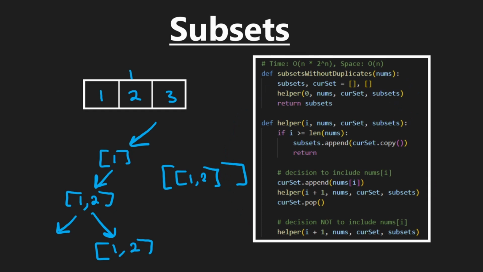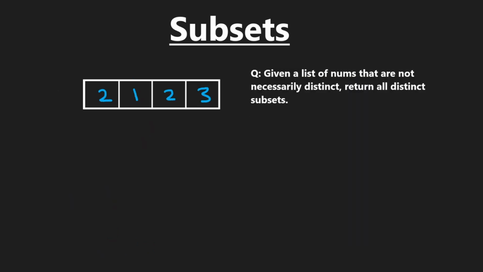But there's a slight variation we can make to this problem. This is subsets without duplicates in the input array. What would happen if we did have some duplicates in the input array? Let me show you what we could do to fix that. So if we slightly change the problem and say that we're given a list of nums that are not necessarily distinct and we want to return all distinct subsets, how would we do that?